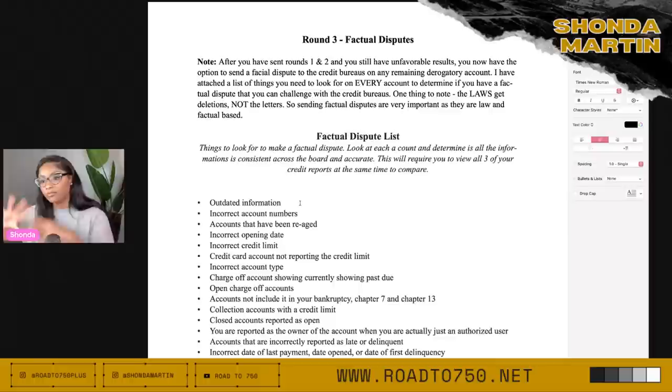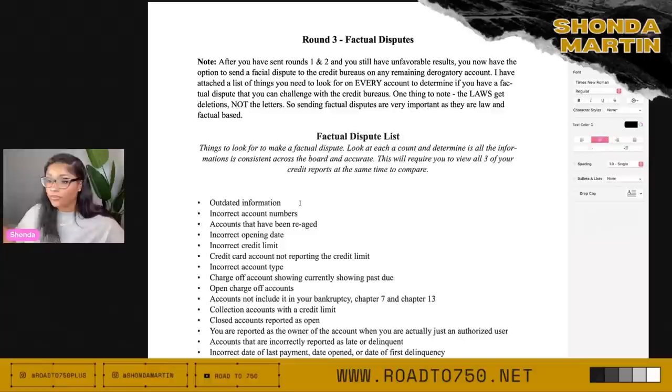So what are factual disputes? Let me break it down real clear, because a lot of people really overcomplicate factual disputes. It's not hard. It's actually the easiest round. Factual disputes just means that you can factually prove that something the credit bureaus are claiming, or something that the original creditor is claiming, is incorrect. That's all factual disputes mean. It literally means that you are able to prove that they are wrong.